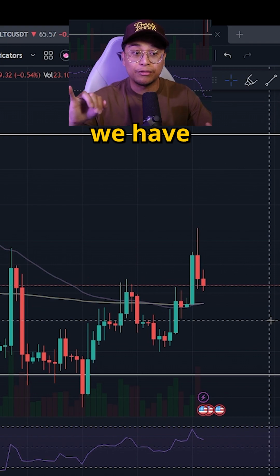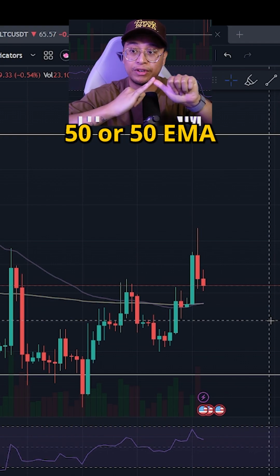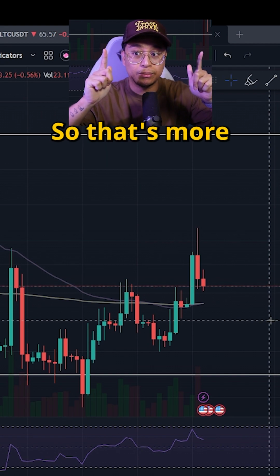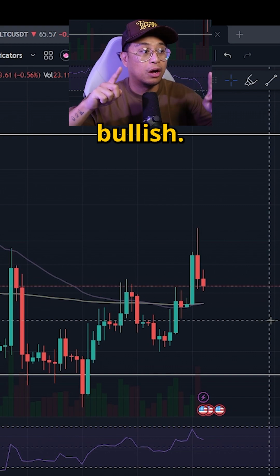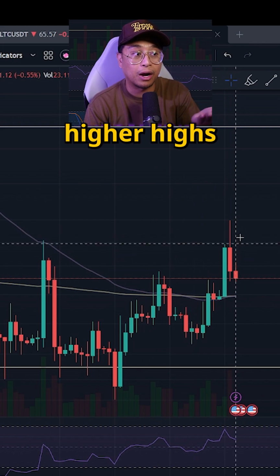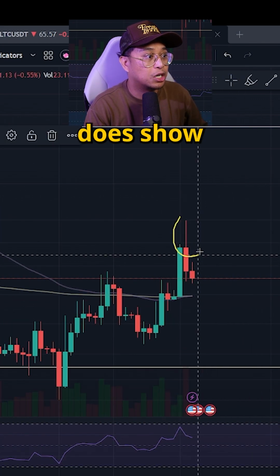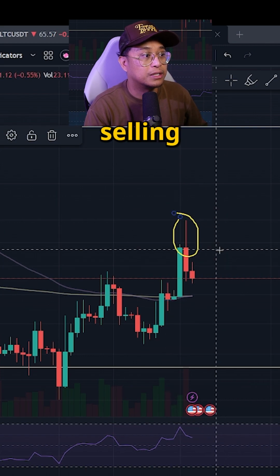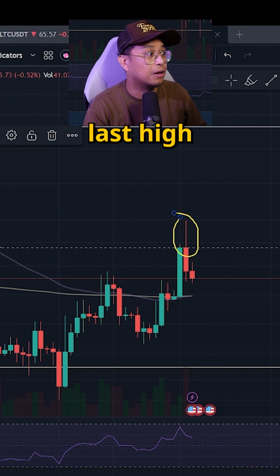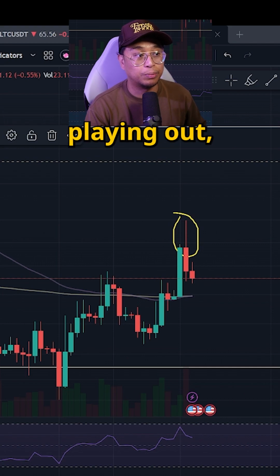We have technically sort of 2 confirmations right now. We have our 50 EMA and our 200 EMA, and we got a cross up, so that's more bullish. Also in the price action currently, we're making higher highs. This candle here specifically does show that there was a lot of selling pressure once it broke up over this last high over here. So we'll see. It's still playing out.